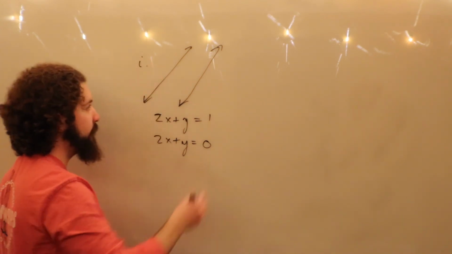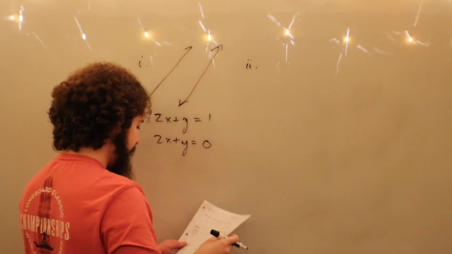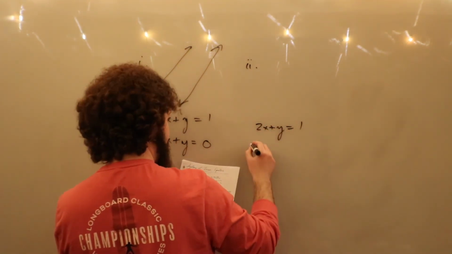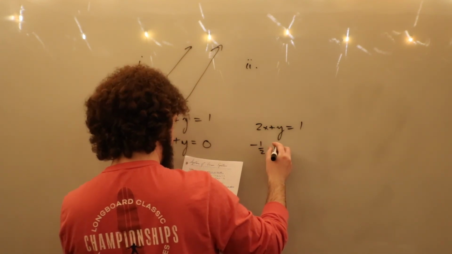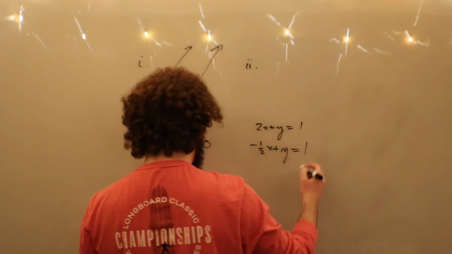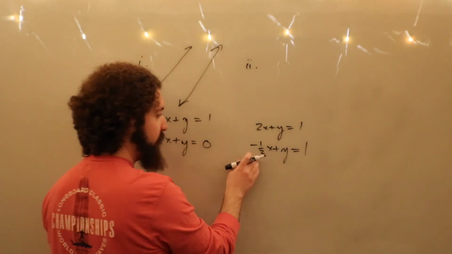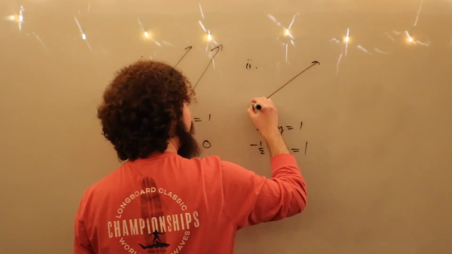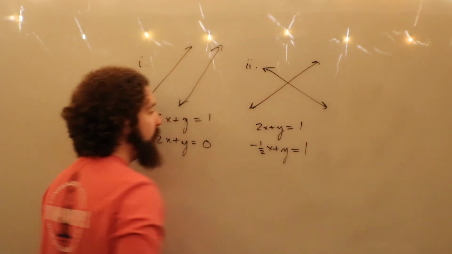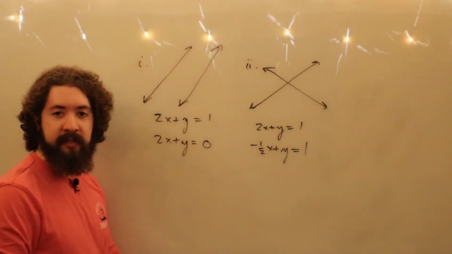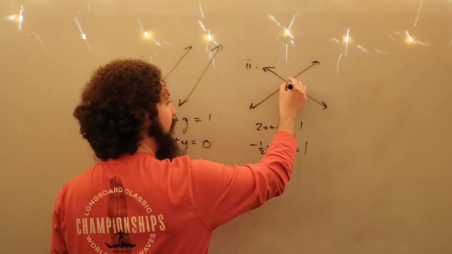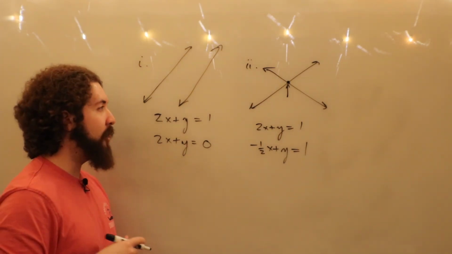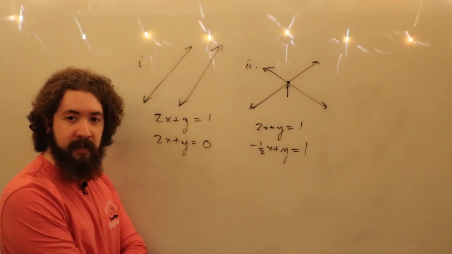So this is our first example. Second example, let's look at 2x plus y is equal to 1 again. But now, for the second one, let's look at negative 1/2 x plus y is equal to 1. These two equations are actually consistent with one another, and in fact, they look like this if you graph them. They are two lines which intersect, in fact, at a right angle and at exactly one point. And this single point is the only coordinate pair xy which satisfies both of these equations simultaneously.